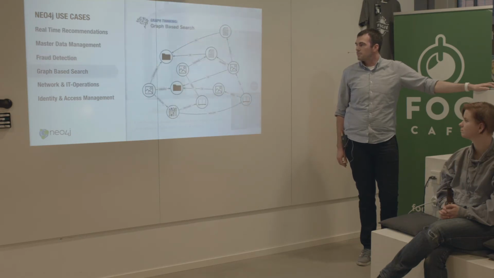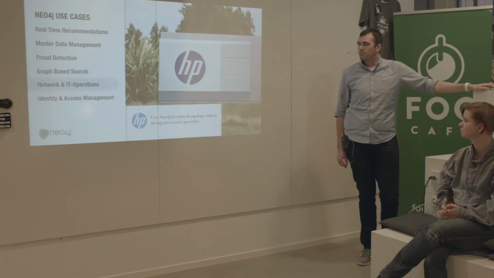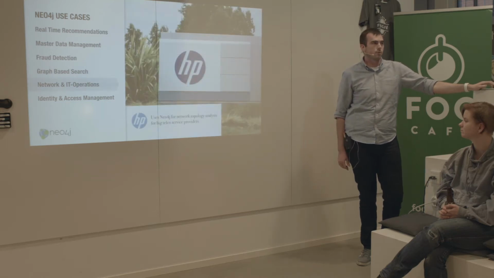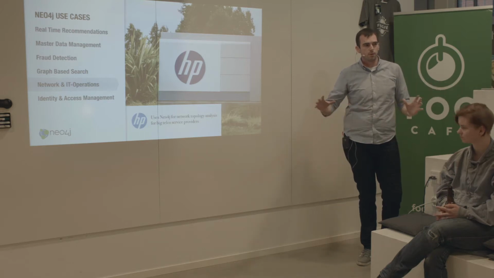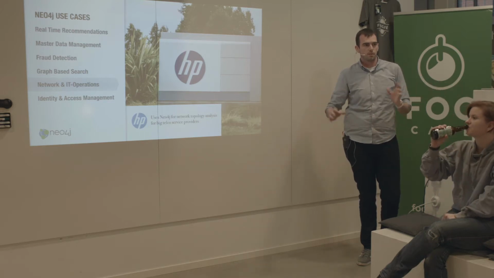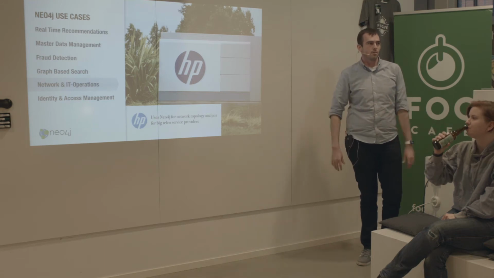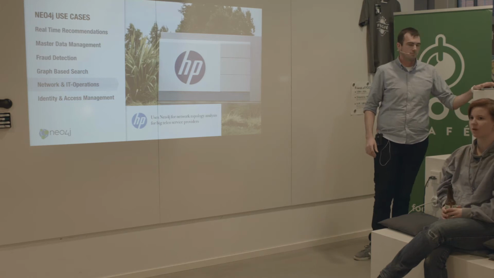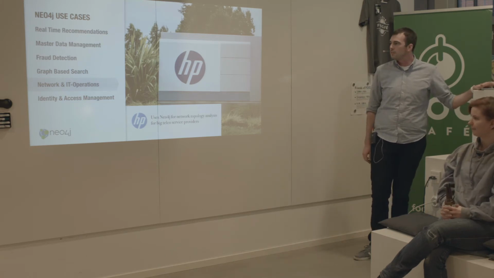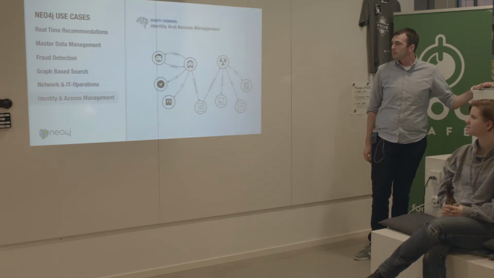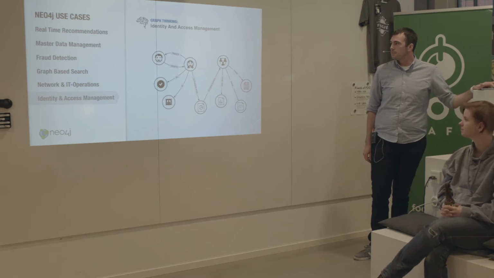Graph search, obviously. Networks and IT ops, that works really well in Neo4j to monitor all your systems that might be connected in unusual ways, and figure out when something goes down, what does that affect? What part of the graph is going to be cut off because this node somewhere is offline? Yeah, and ACL, that's also really easy to do with Neo4j.